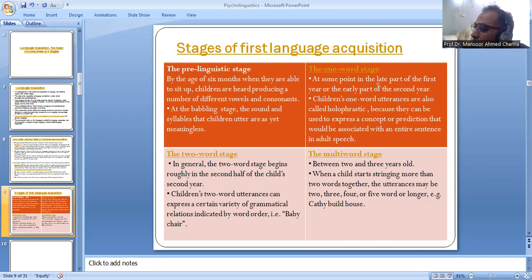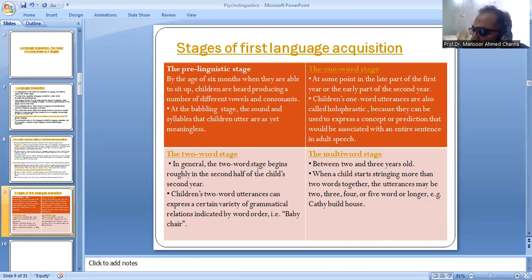Number two, the one-word stage. At some point in the late part of the first year or the early part of the second year, children's one-word utterances are also called holophrastic, because they can be used to express a concept or prediction that would be associated with an entire sentence in adult speech.